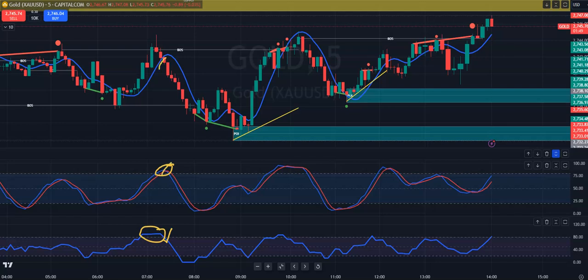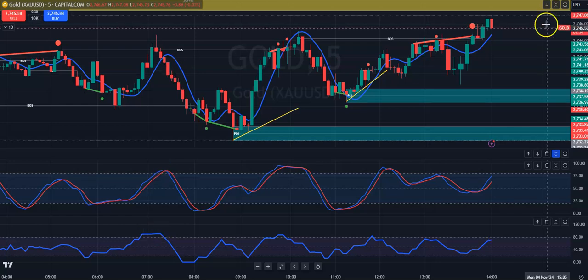Has it moved below the 20? Yes, it has. Boom, bank 50 pips. Do we have divergence? Positive. Green is positive divergence. We can see this on the money flow as well. And then the price goes up above the blue line and bang, 50 pips or 30 pips or whatever it might be.